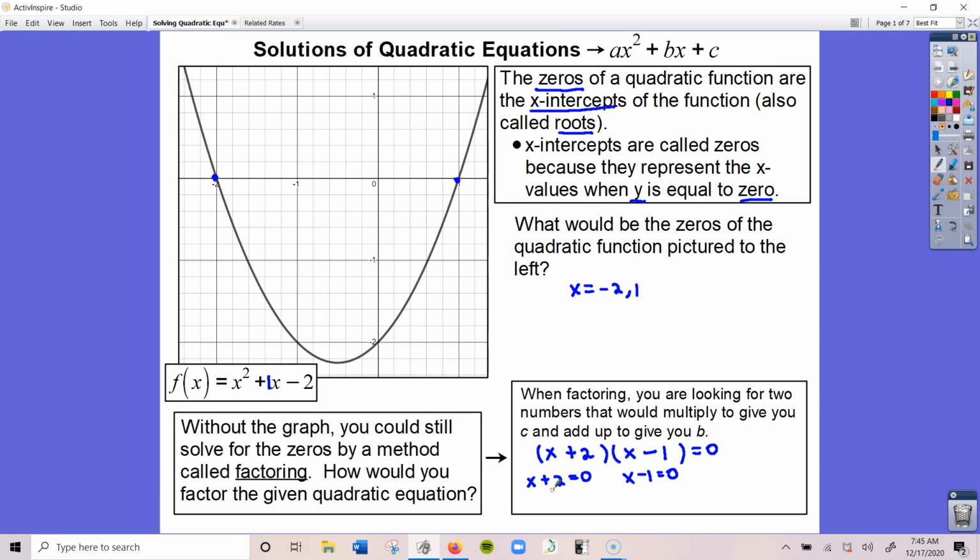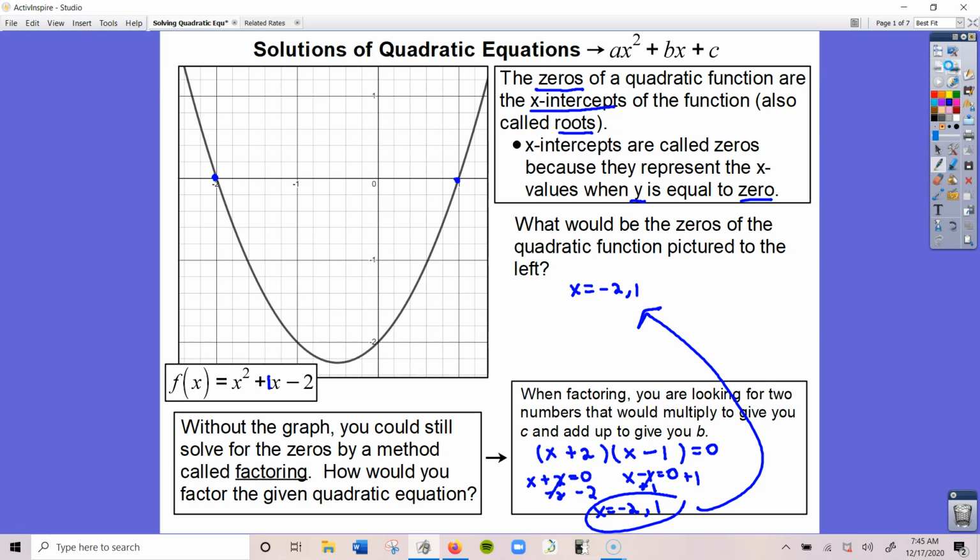And now we go ahead and solve for each one. So for x plus 2, I'd have to subtract the 2 from both sides. So x is equal to -2. And for x minus 1, we would add 1 to both sides. So x is equal to +1. And we can see that we would get the same answer as when we did it by looking at the graph.